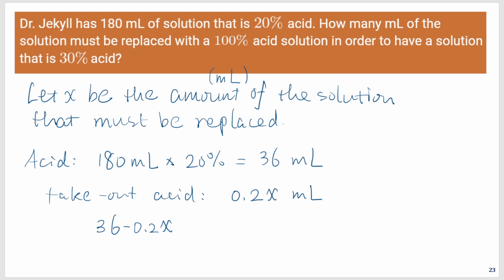acid, right? When we add X milliliters of 100% acid, the total amount of acid becomes 36 minus 0.2x plus X amount of acid in milliliters, right? So that equals 36 plus 0.8x milliliters of acid. Did you get it?